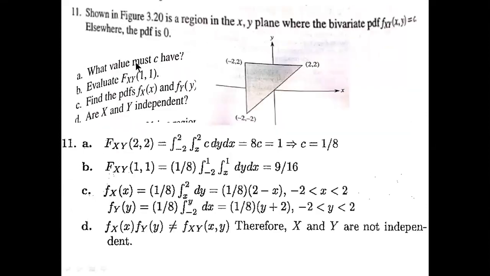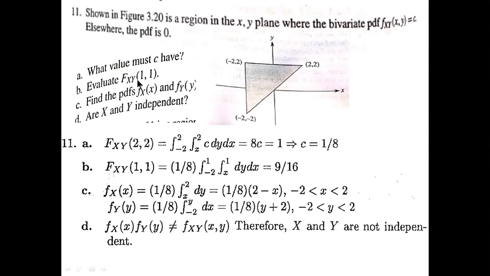Okay. Let us come to question number 11. In the figure is shown the region, which is a triangular region over here in the xy plane, where the bivariate PDF f of xy is equal to c. Elsewhere, the value of PDF is 0. So within this region, it is c. Outside this region, it is 0. What value must c have?